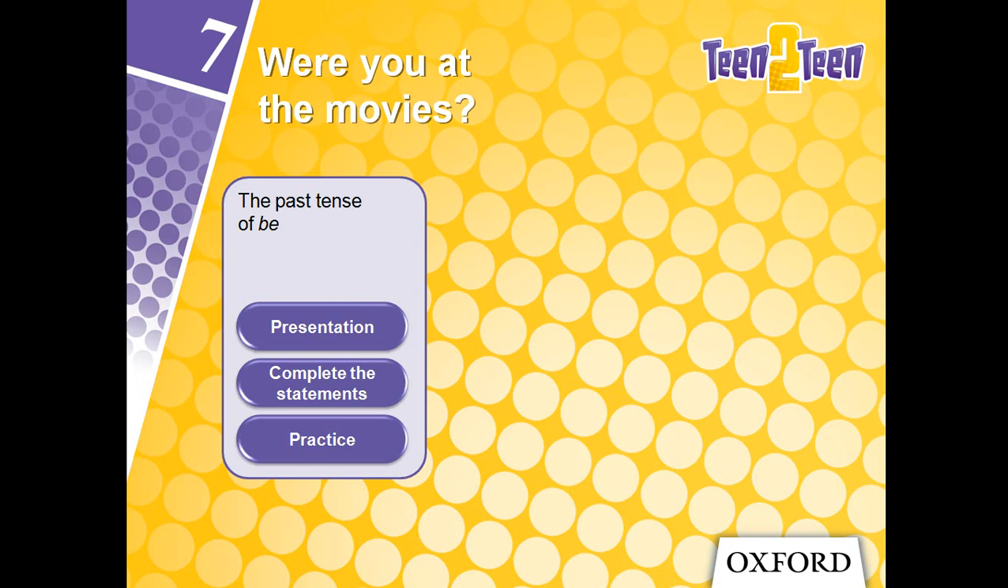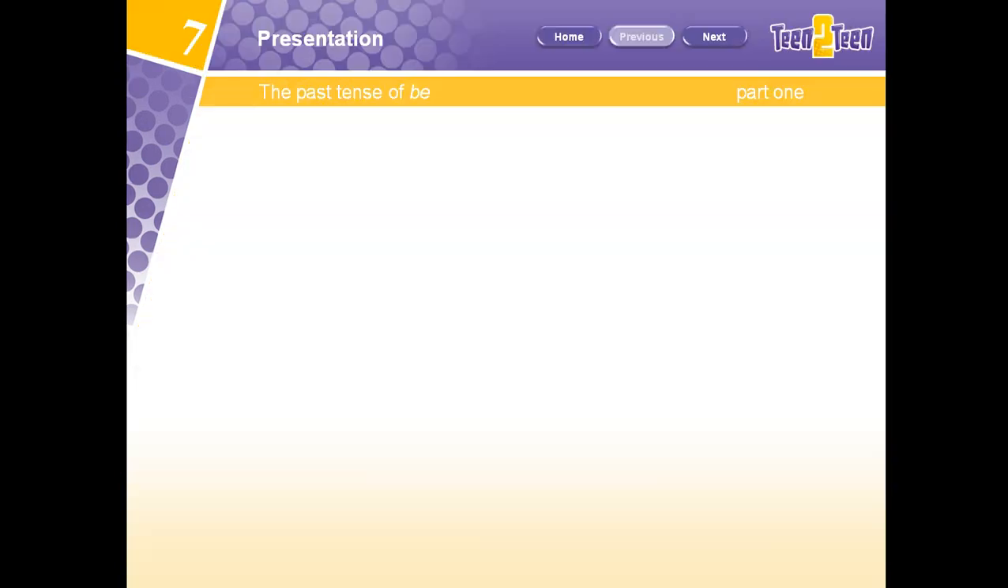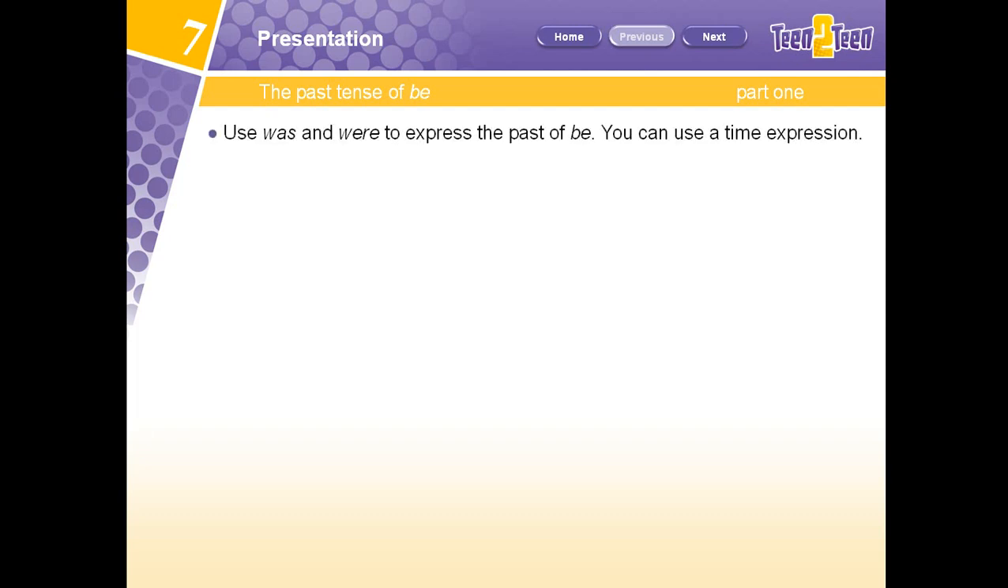Where were you at movies? The past tense of be. We use the past tense to express what happened in the past. You use was, were to express the past of be. You can use time expression. Was, were'ü biz ne zaman kullanıyoruz? Past tense'in geçmiş past tense, yani emizarın geçmiş zaman halinde kullanıyoruz.